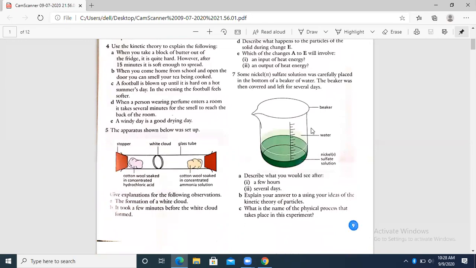Some nickel sulfate solution was carefully placed in the bottom of a beaker of water. So what is the meaning? Already the beaker has some water, then we are adding some nickel sulfate. The beaker was then covered and left for several days. That is the condition. The nickel sulfate is already down there, then we are adding some water.